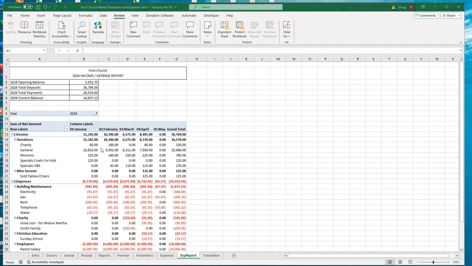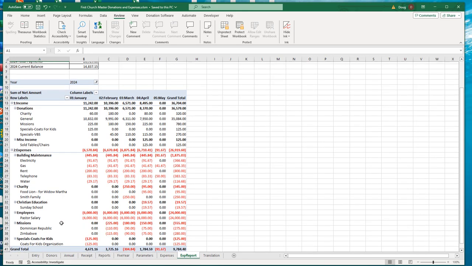In addition to that, we have other things that we're tracking, other funds or categories that are used basically for other purposes. An example of that would be missions. We donate each week to the missions, and from there we send the money back out to the missionaries that we are supporting. One family in the Dominican Republic, the other in Zimbabwe. Every penny that comes in goes right back out.